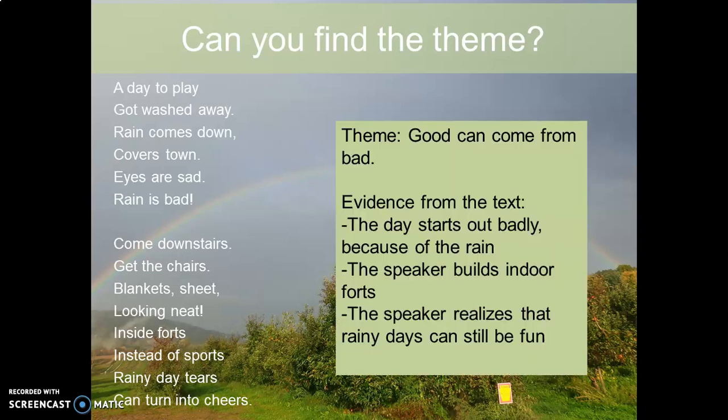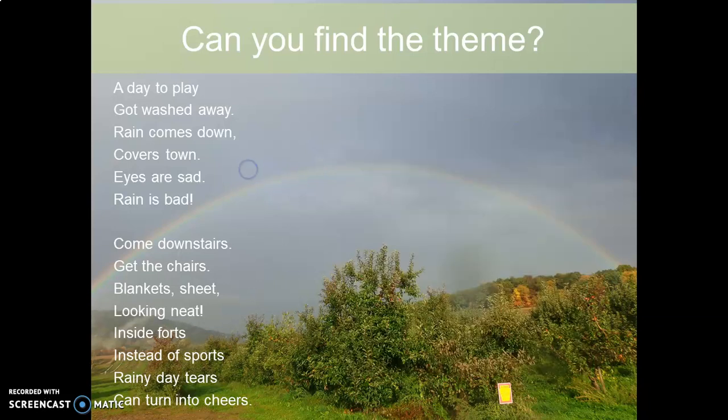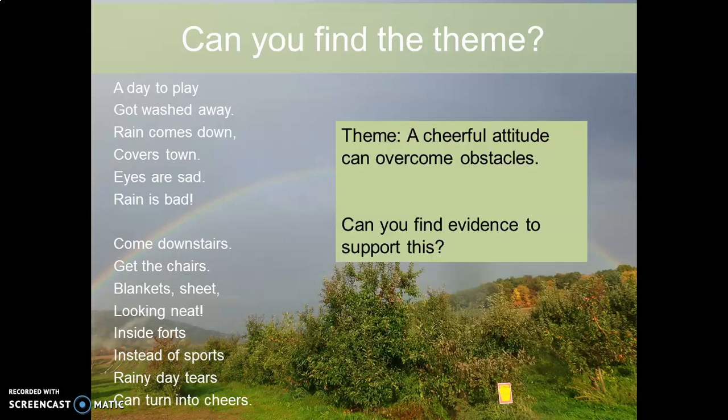Well, let's see. Good can come from bad. Evidence I can see in the text: the day starts out badly because of the rain. The speaker builds indoor forts. And then the speaker realizes that rainy days can still be fun. A cheerful attitude can overcome obstacles. What evidence do you see in the text to support this?